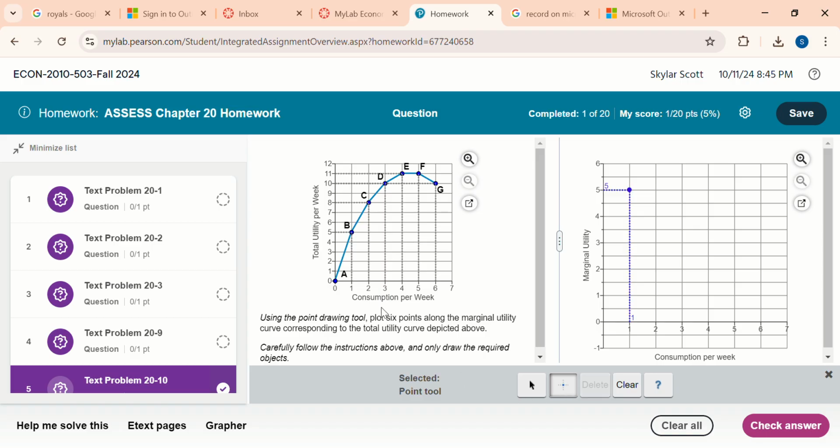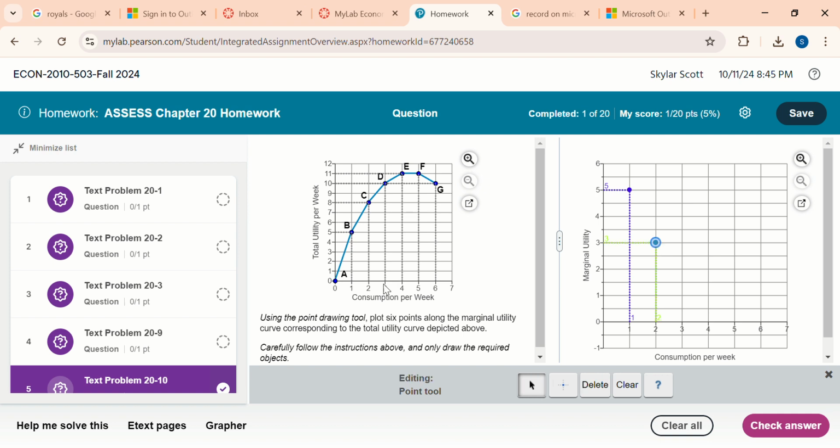When they consume the next good, or good number 2 here, you can see their total utility goes from 5 to 8. But when we're talking about marginal utility, we're looking at the change between 1 and 2, and that is going to be the difference between 8 and 5. So on point number 2, their marginal utility goes up 3.